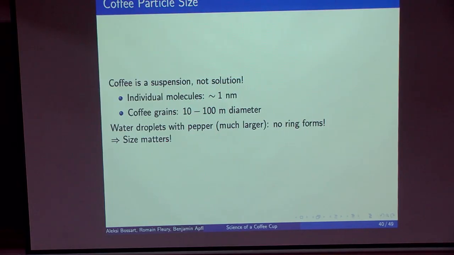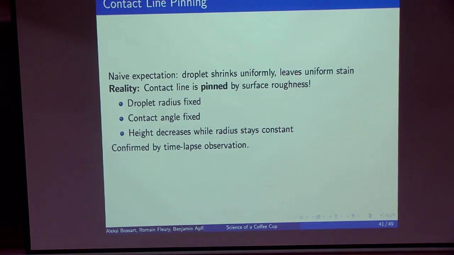So on the other hand, with water droplets with pepper, we don't see any ring form. Water droplets are much larger than pepper. In this case, it's just a factor of 10. So the naive expectation is that the droplet shrinks uniformly, leaving a uniform stain.